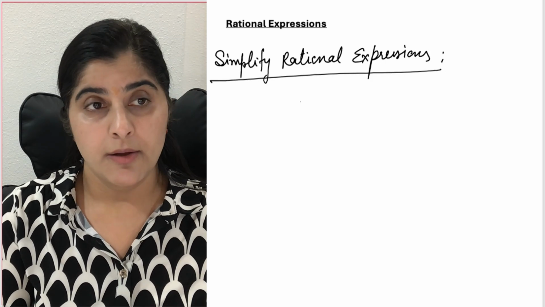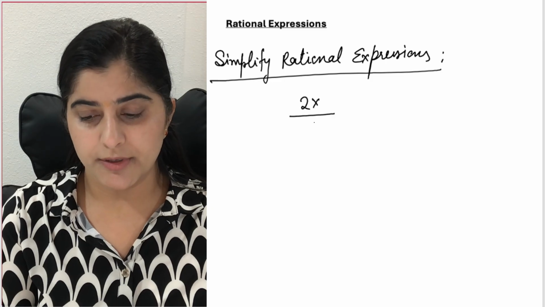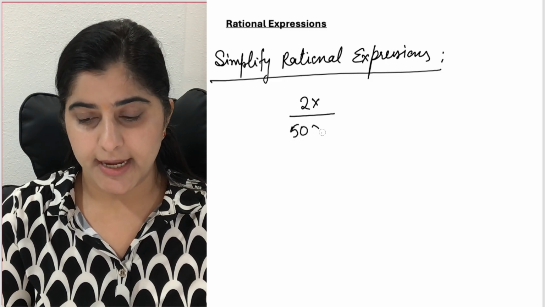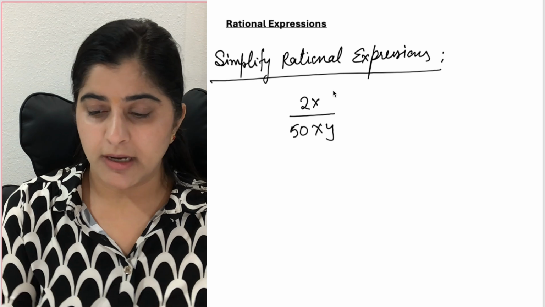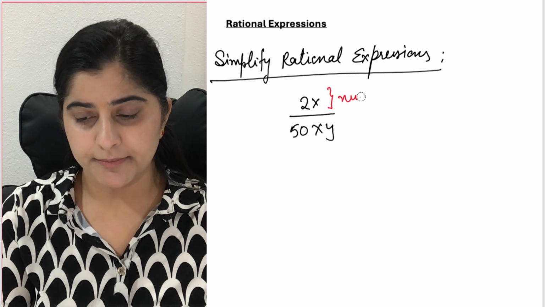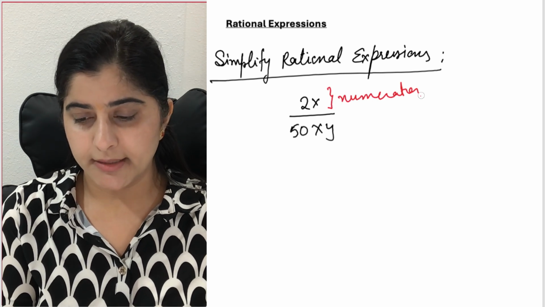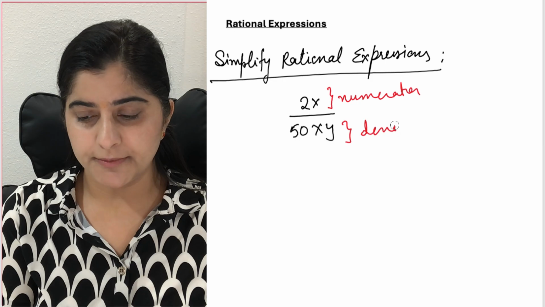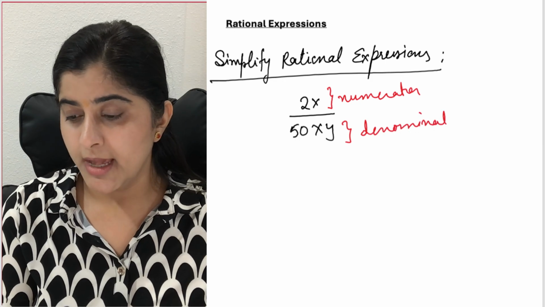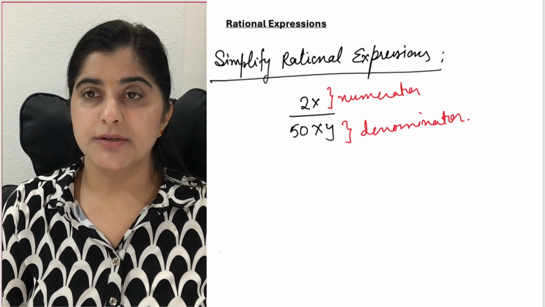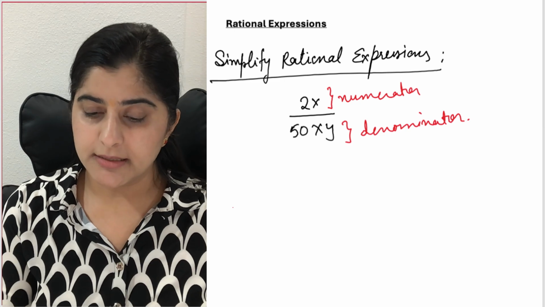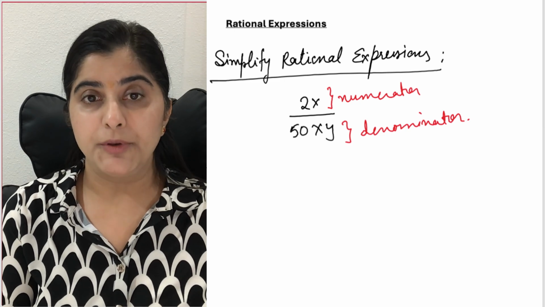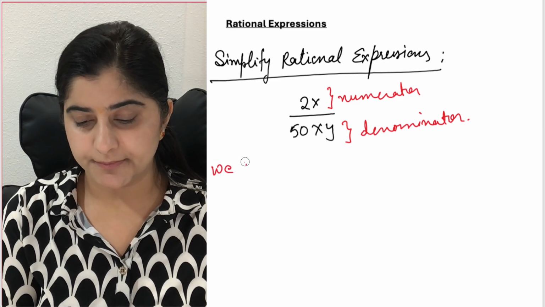For example, we have 2x over 50xy. The upper part is called the numerator and the lower part is called the denominator. To simplify the rational expression, we can cancel out common factors from the numerator and denominator.